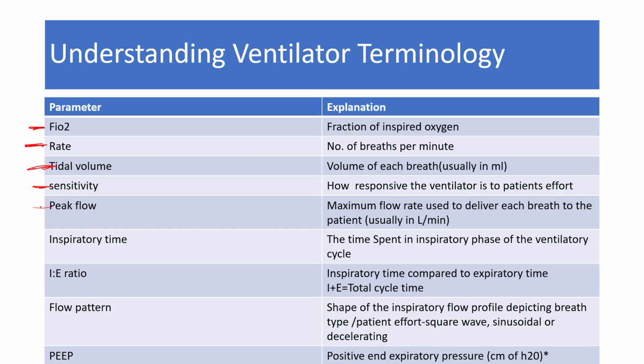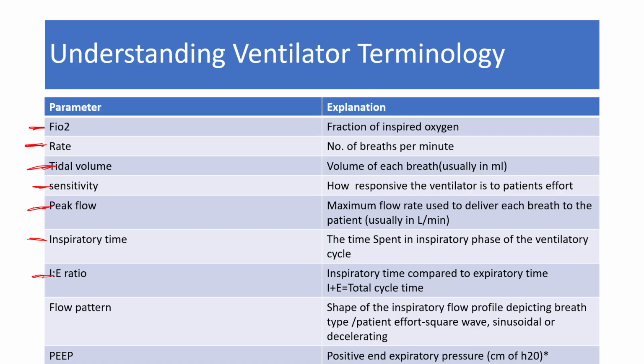Then another thing is the peak flow, the maximum flow rate used to deliver each breath to the patient, usually in liters per minute. Depending upon the disease condition, a patient may require a flow rate from 40 liters per minute to 80 liters per minute. So how is his drive, that will decide the peak flow rates to be set on the ventilator. Inspiratory time we have already seen, as the respiratory rate increases, the expiratory time is affected. The inspiratory time remains the same. It includes the inspiratory phase of the ventilator cycle.